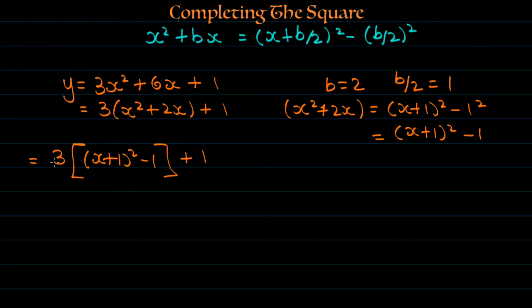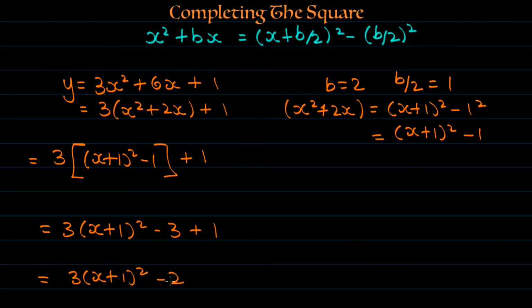Now if we distribute the 3, we end up with 3(x plus 1) squared minus 3 times 1, add 1, and that will give us 3(x plus 1) squared minus 2. And that's the final result that is now in the completed the square form.